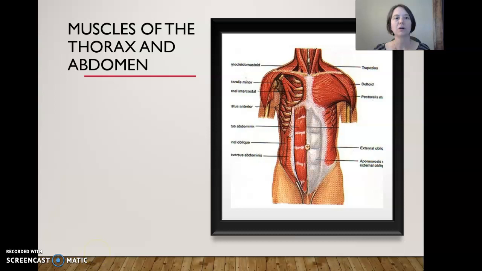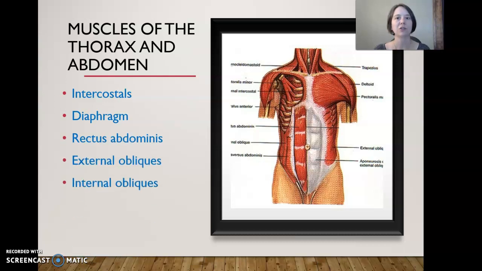And today we're going to talk about the muscles of the thorax and abdomen. So, there are the intercostals, the diaphragm, the rectus abdominis, the external obliques, your internal obliques, the transversus abdominis, and the pelvic floor muscle group.